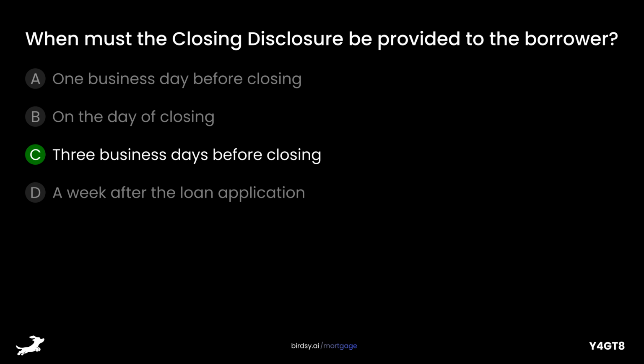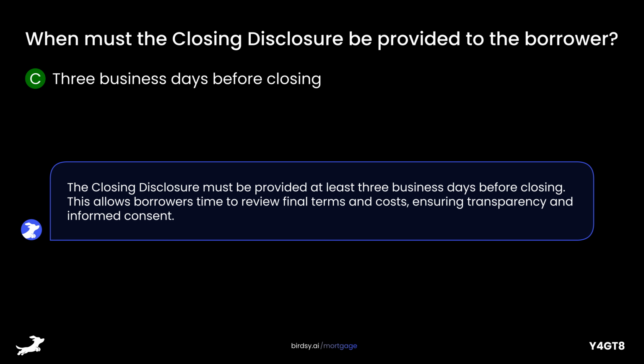The answer is C, 3 business days before closing. The closing disclosure must be provided at least 3 business days before closing. This allows borrowers time to review final terms and costs, ensuring transparency and informed consent.